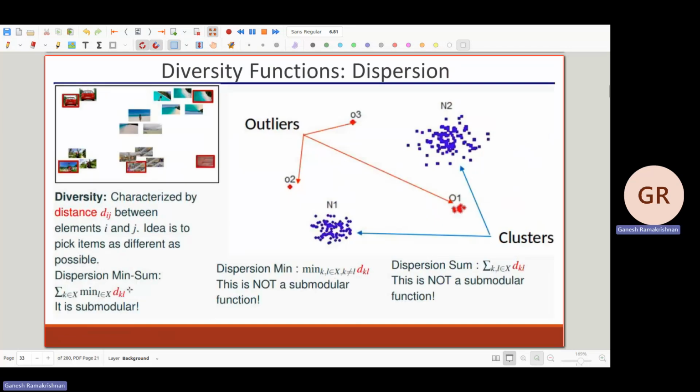There are other diversity functions as well. For example, you can look at distance D_ij between elements i and j instead of similarity. Earlier we were looking at similarity. And what will you do? Pick items as different as possible. Okay, so dispersion means sum. What will you do? For every point in the subset that I want to select, I look at how much is the distance of that point from any other point in the same subset.